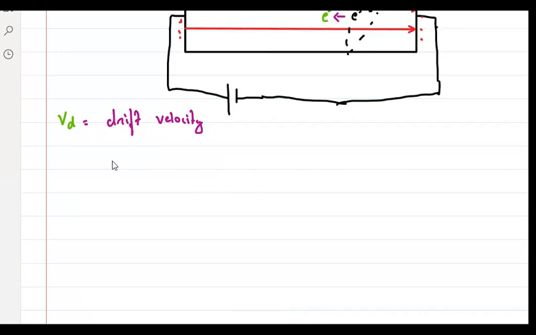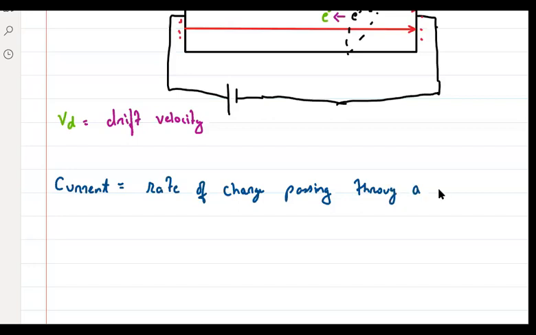Now let us go back to our basic definition of electric current. We have already studied this in class 10. When you talk about current, here current is electric current. So it is basically the rate of charge passing through a cross-sectional area. Yes or no?